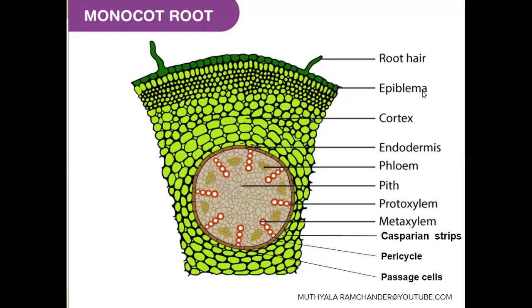One is epiblemma, second one is cortex, third one is stele. Epiblemma is also called epidermis or piliferous layer. Only in root anatomy, the epidermis is also called epiblemma or piliferous layer, because from this epidermis some cells produce root hairs.